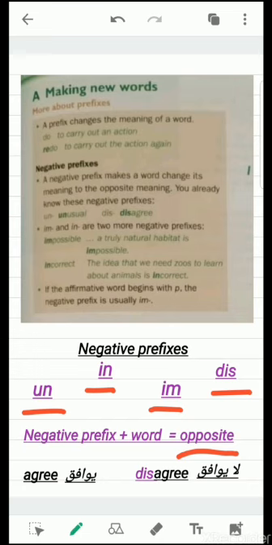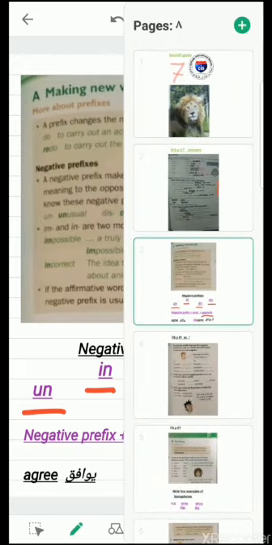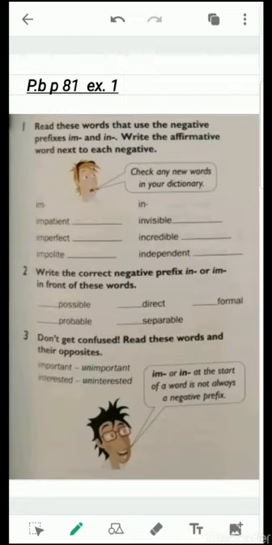We have agree, disagree. Here we have a verb, فعل. So we write agree, يوافق, disagree, لا يوافق. So we can add it also to verbs or adjectives, okay? Now, let's discuss these together. Pupil book, page 81, exercise number 1. Open this, please.